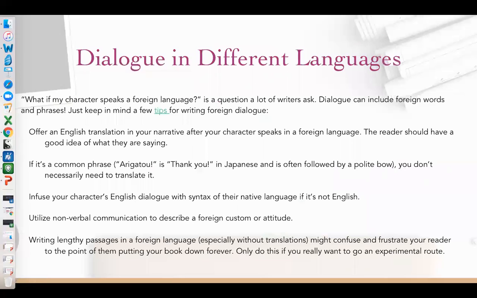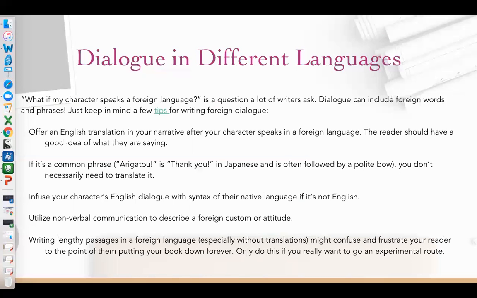So that was the extreme example. Now, real quick, dialogue in different languages. I definitely don't want to keep you guys too much longer. It's getting late, but dialogue in different languages. So you already touched on this, which is amazing. But what if my character speaks a foreign language? That's a question so many of us ask. Can we include foreign words and phrases? And of course, there's a couple tips here just for that.